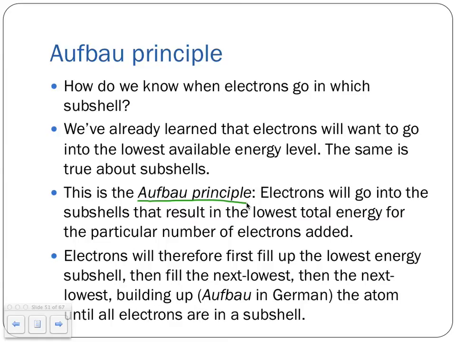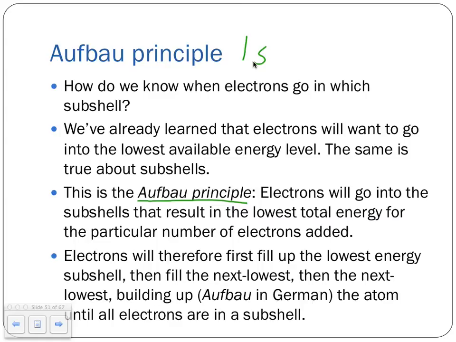Electrons will go into the subshells that result in the lowest total energy for that particular number of electrons added. So if I add one electron to an atom, say hydrogen, then that electron will go into the lowest energy subshell, which is the 1s subshell. First energy level, and there's only one orbital in that, so it would have to go in the 1s subshell. Okay? If I had 2 electrons, well, they would both go into the 1s.